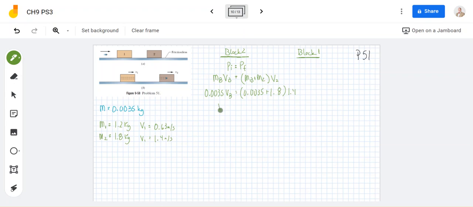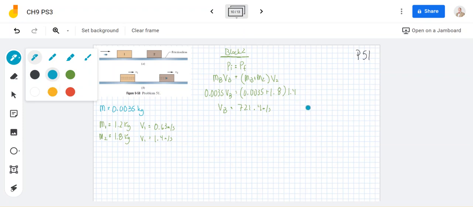So the velocity of the bullet before it hit block 2 looks like it was 721.4 meters per second. So that's when it was between the blocks. So we're going to assume that it was moving even faster before that. So here's block 1. Okay, let me make it look a little prettier.